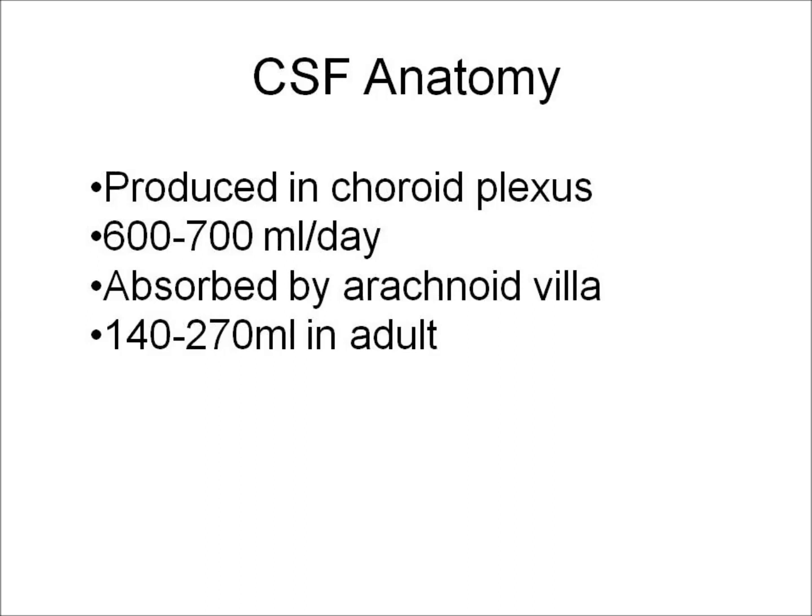I will discuss CSF anatomy very briefly. Further information is available in any of your standard medical textbooks. The CSF is produced in the choroid plexus. It is absorbed by the arachnoid villi. Our production per day in an adult is 600 to 700 mils. Note that at any particular time we have anywhere between 140 and 270 mils in an adult. So this is the volume of CSF that we all carry around.